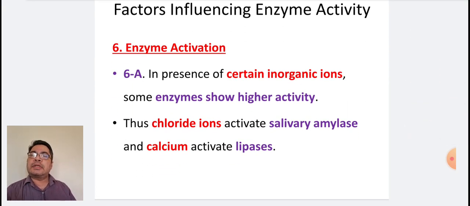Next factor is enzyme activation. In the presence of certain inorganic ions, some enzymes show higher activity. Thus, chloride ions activate salivary amylase, and calcium activates the lipases.